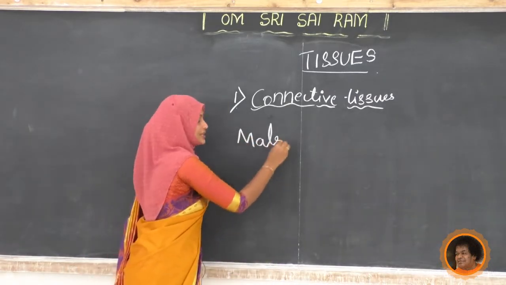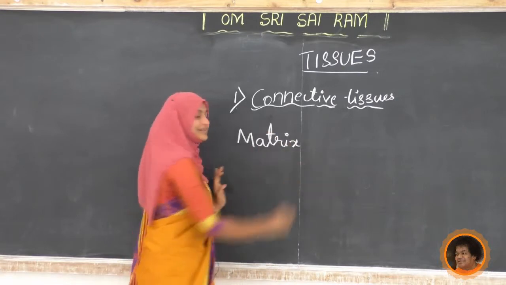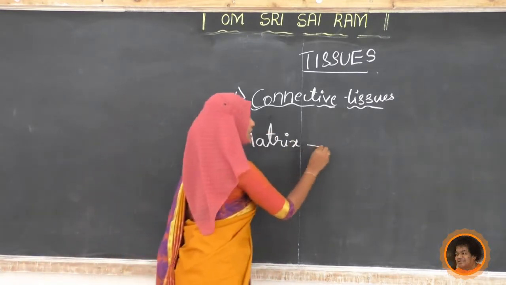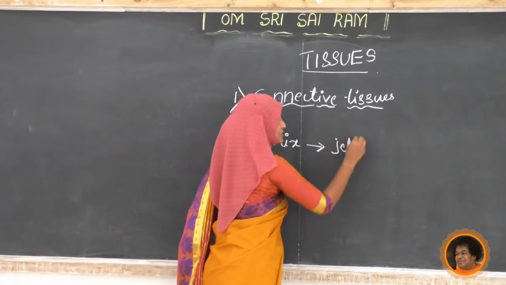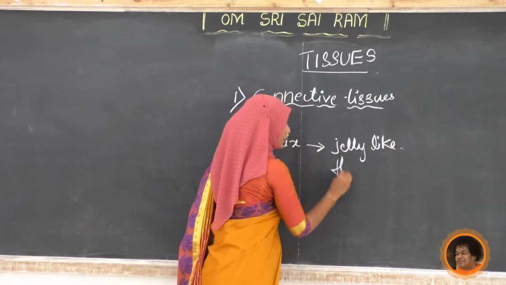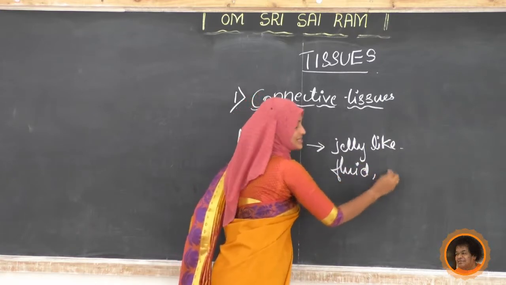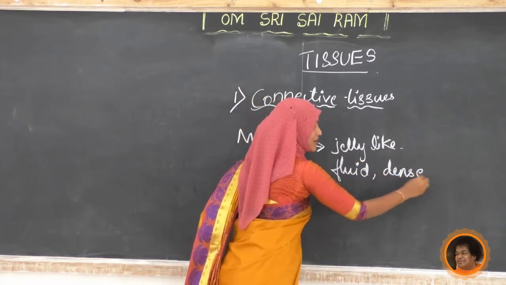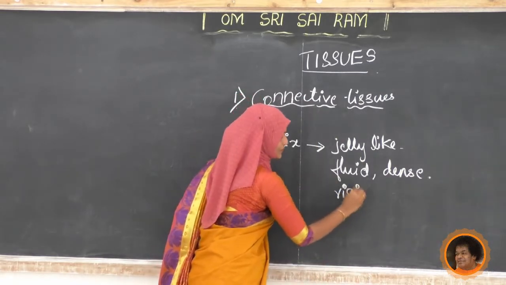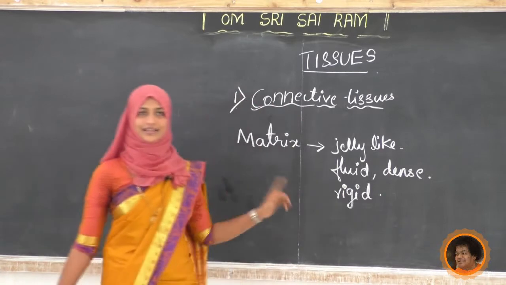Now, what is matrix? It is nothing but a medium. Mediums are either jelly-like, or fluid, or dense, or rigid. Matrices are like this.